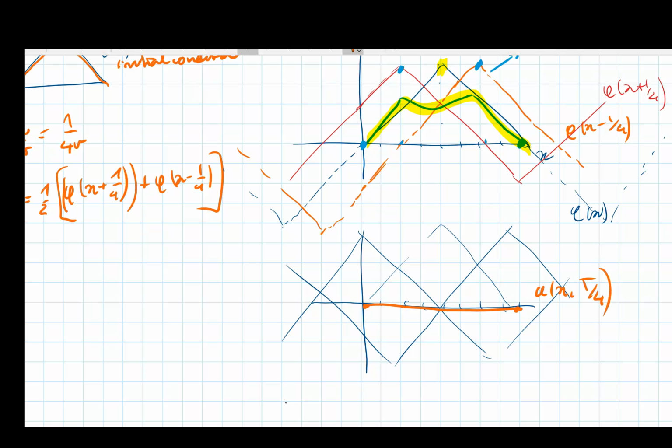Then I guess it's going to oscillate a bit more below the axis and so on. All right, so that's the position of your string. Okay, so that's it for this exercise.